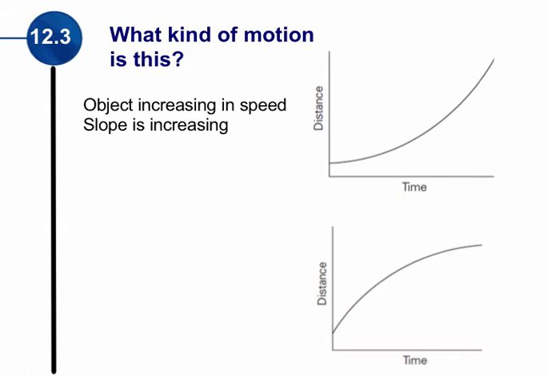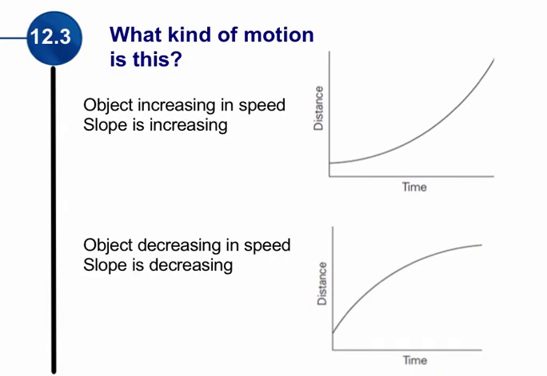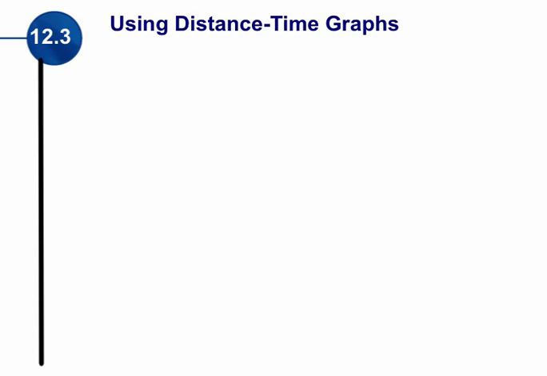What about a graph like this? And we can probably figure this one out because let's look at the slope. It's pretty steep right here. It gets a little less steep here, and as we work our way through time, we get almost flat. Obviously, this object is decreasing in speed because the slope is decreasing. So analyzing graphs, just looking at the motion, can actually tell us a lot about how an object is moving and where it is at a particular point in time.